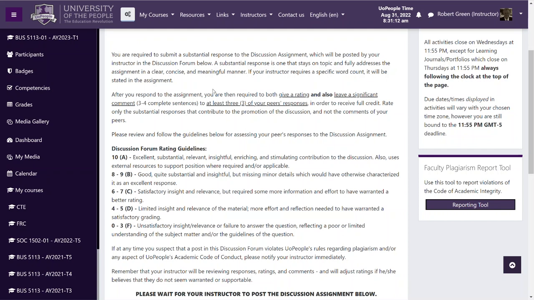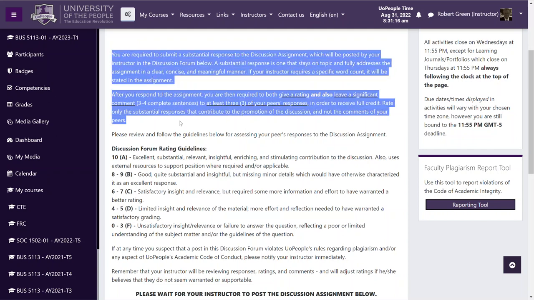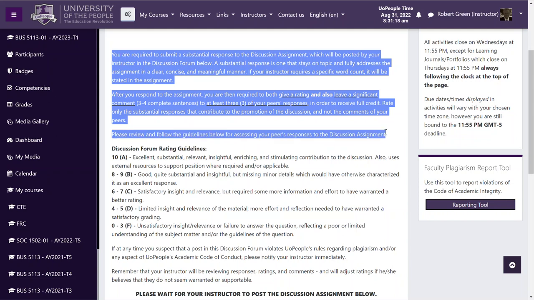What you'll want to do is make sure that you read all of this introductory material. This tells you what you need to do. You need to write a paper. You need to then respond to at least 3 peers.